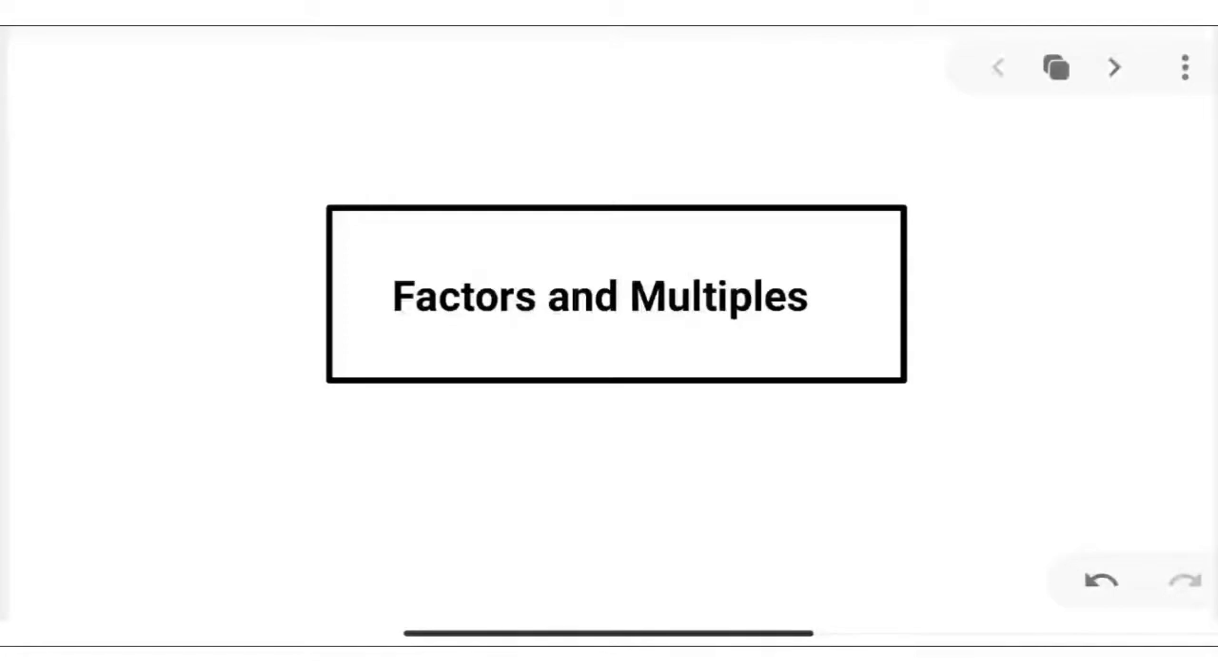Hi students, today we'll study factors and multiples.